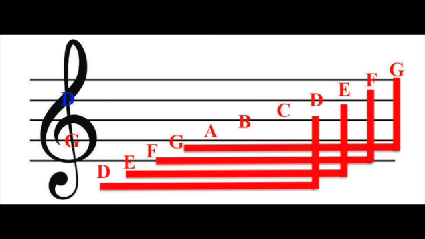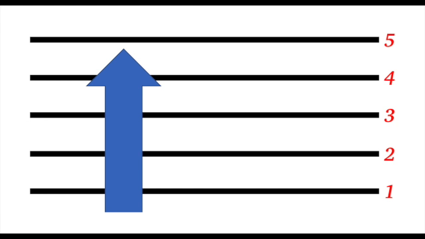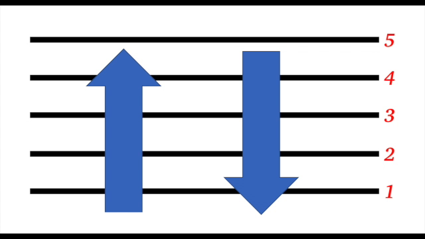Notice how we have repeated several letter names. 2 letter names that are the same, one high and one low on the staff, are an octave apart. We will learn more about this next time. Just know that as we go up, the pitches get higher, and as we go down, the pitches get lower.